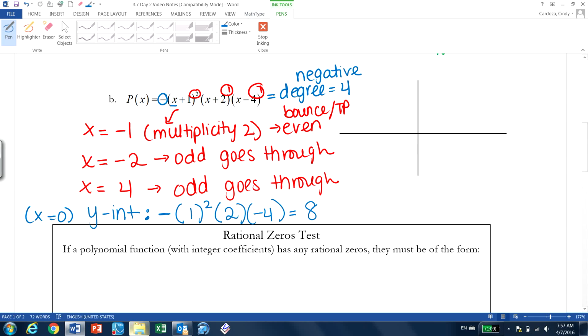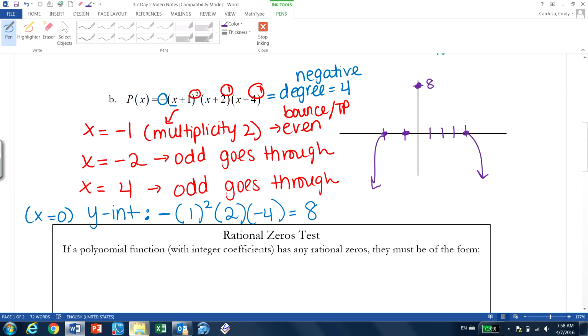So I'm going to plot everything I have. Here is my +8 on the y-axis. -1, -2, and +4. Okay? Because my degree is 4 and it's negative, my arrows are going to face down. So that's kind of always how I start.